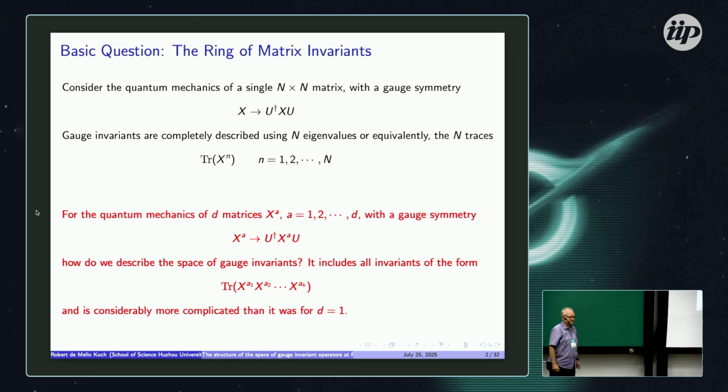solve matrix models. The question that I want to answer for you today is, let's look at the quantum mechanics of D matrices, X_A. Each matrix transforms in the adjoint of the gauge group. For this multi-matrix model, what is the structure of the space of gauge invariants? And in particular, what is it that replaces the eigenvalues of the single matrix model? So that's the question that I'm going to try to answer.